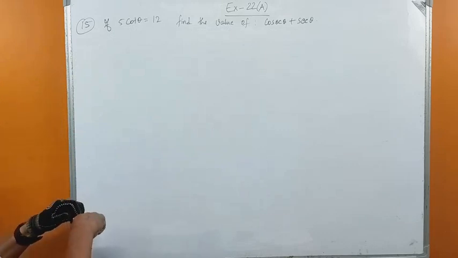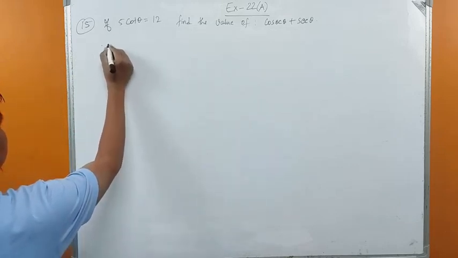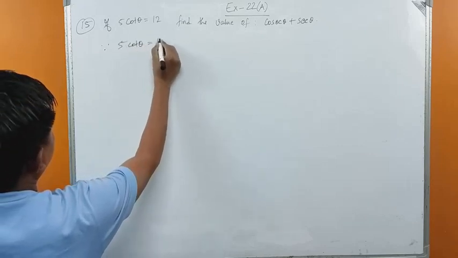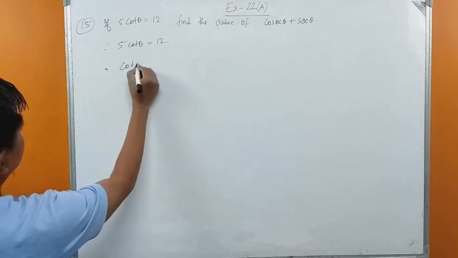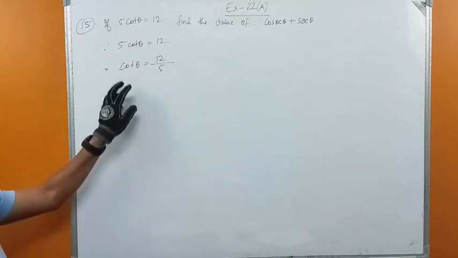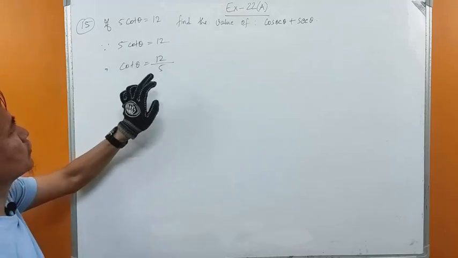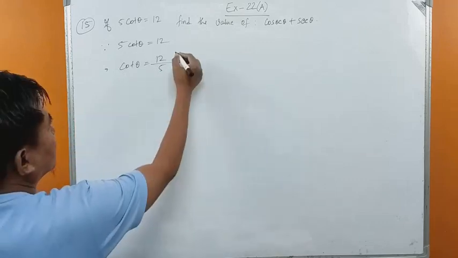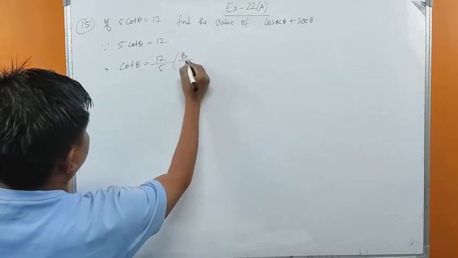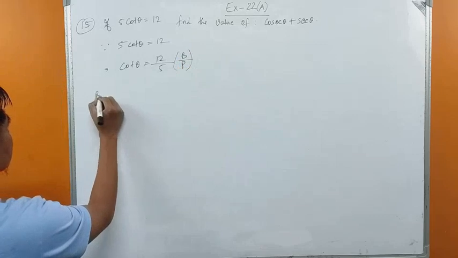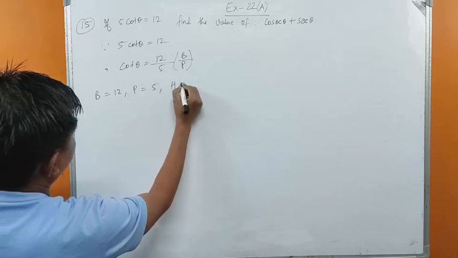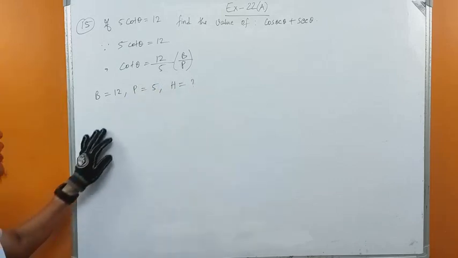Given is 5 cot theta equals 12, isn't it? Since 5 cot theta equals 12, cot theta equals 12 upon 5, this 5 goes to the denominator by cross multiplication. Cot theta is B by P, isn't it? So we have base as 12, perpendicular as 5, so hypotenuse is unknown to us. Now let us find the hypotenuse first.